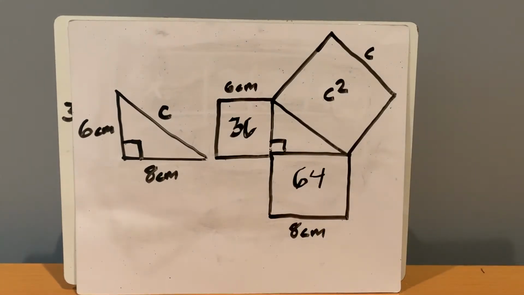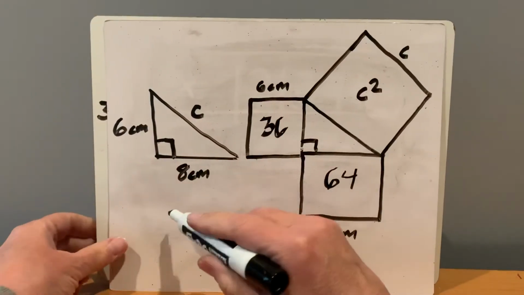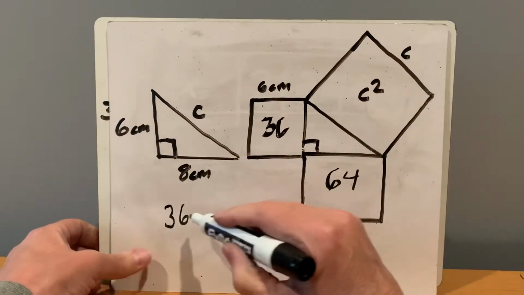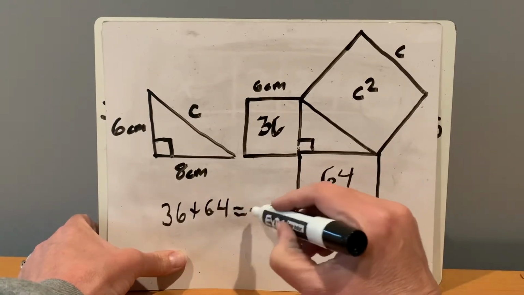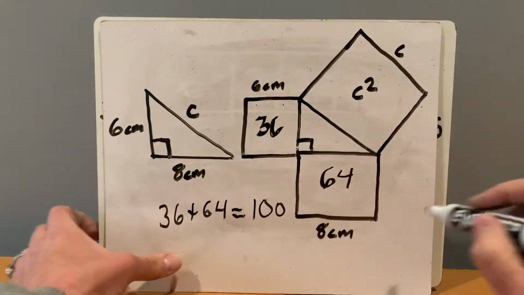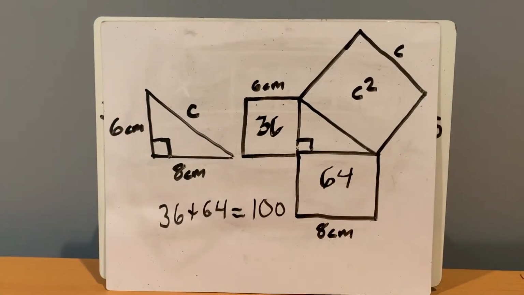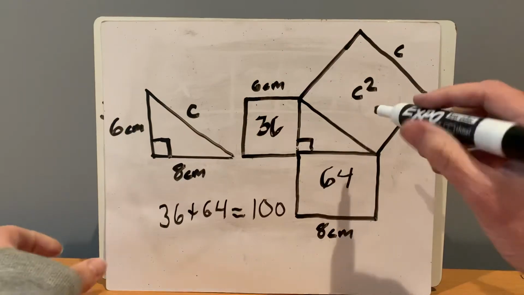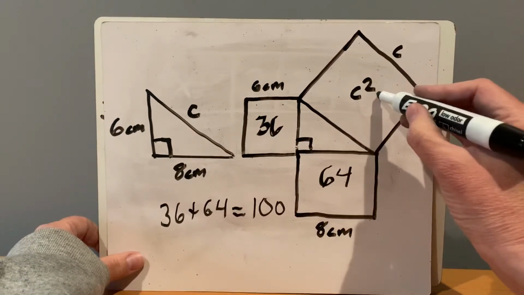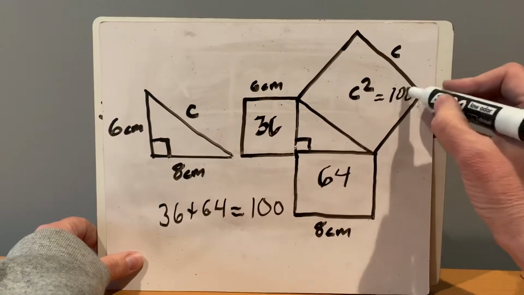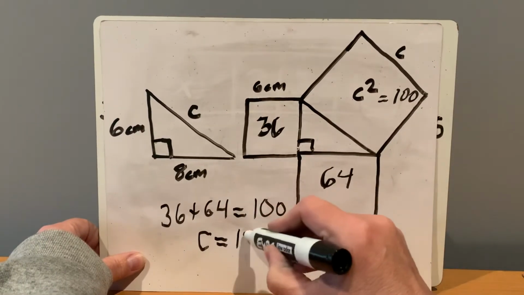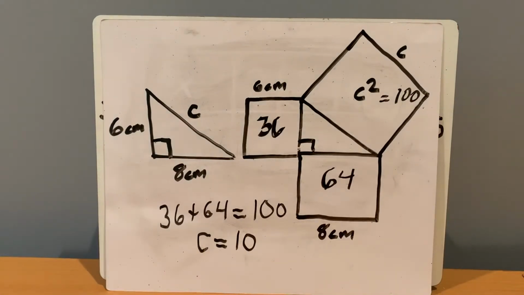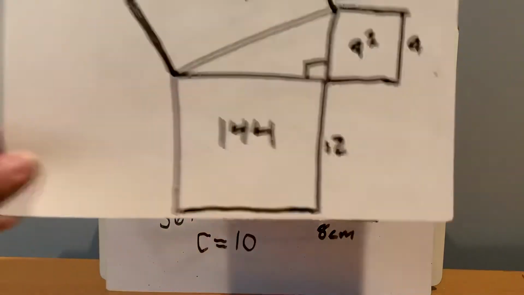Now, we know that 36 plus 64 is going to equal 100. So C squared equals 100. So we know that C equals 10. Let's try another example.